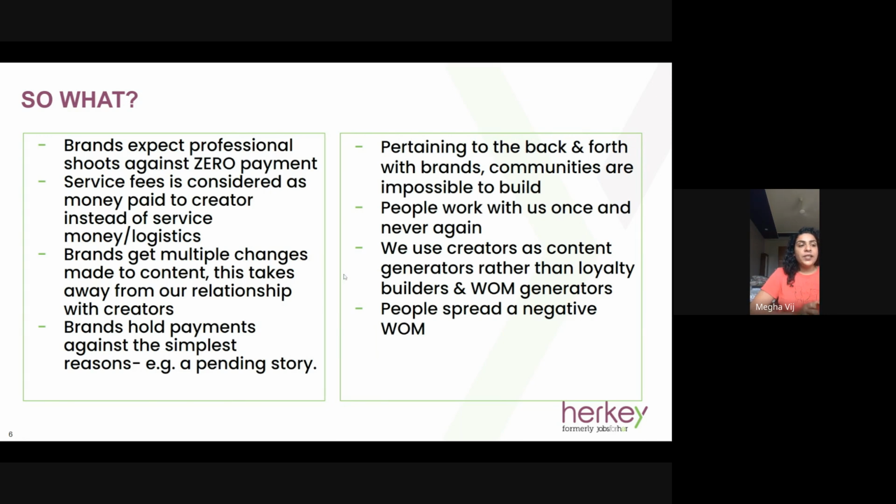Brands held payments against the simplest reasons. For example, the contract was very simple. We will get 6 influencers to create content for you in a month. They're going to do 6 reels and about a couple of stories. Now, there was one brand that actually held our payment because one influencer did video stories. So it ended up being 5 stories.